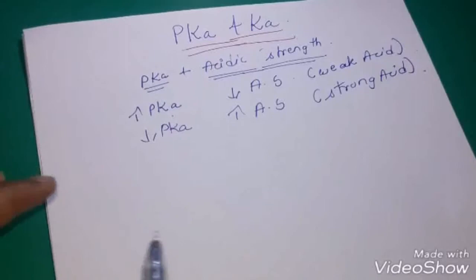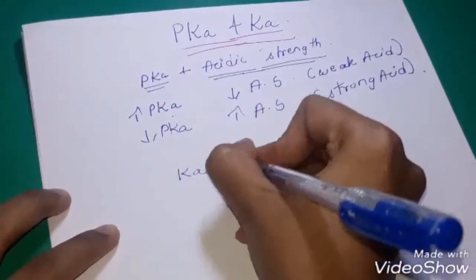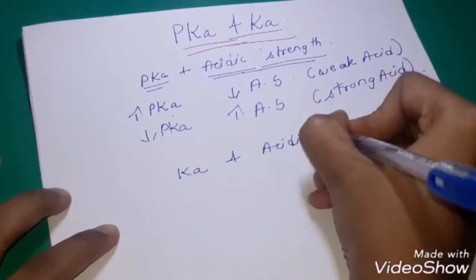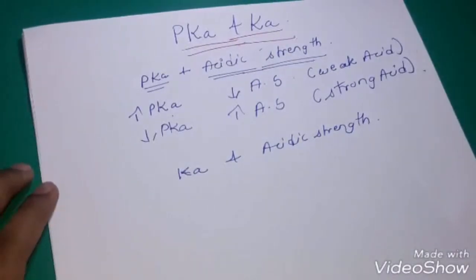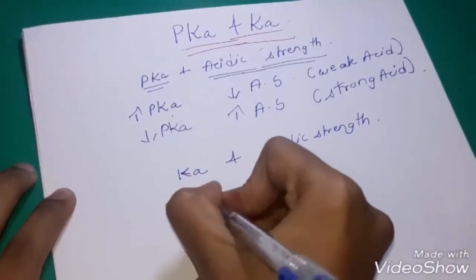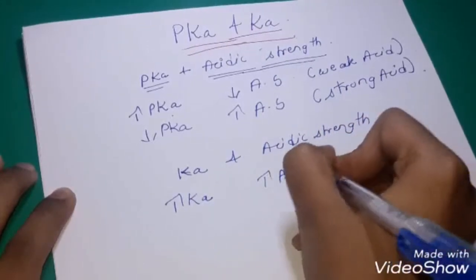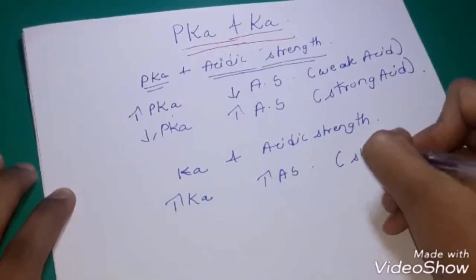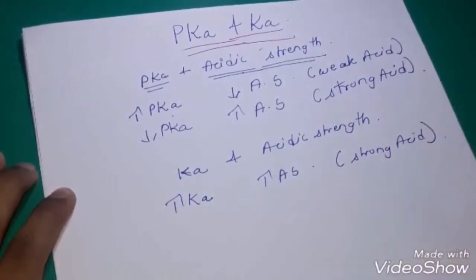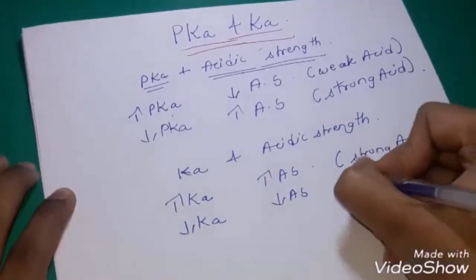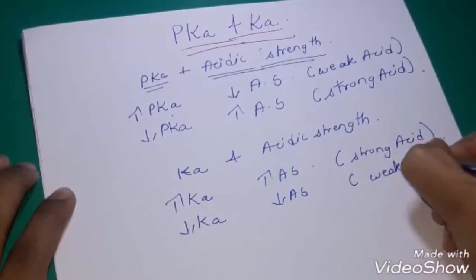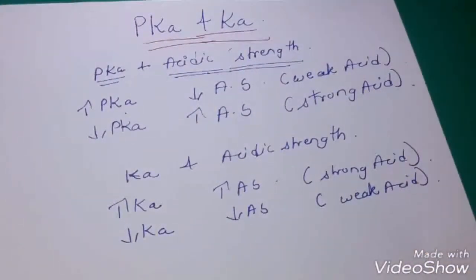Vice versa for Ka. We'll see for Ka and acidic strength. Here they are directly proportional to each other. That means if Ka is high, its acidic strength will be high and it will be a strong acid. And if Ka is low, its acidic strength will be low and it will be a weak acid. So this is the thing which you should remember. It is not to memorize, you can just understand it.